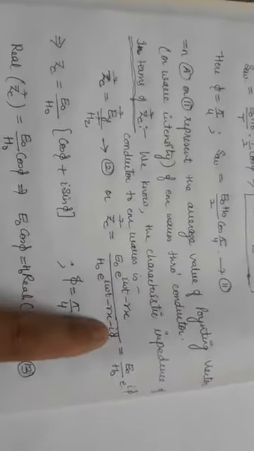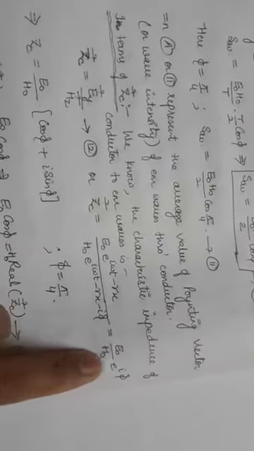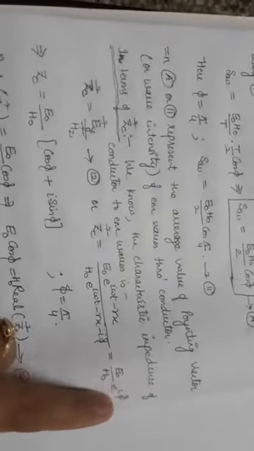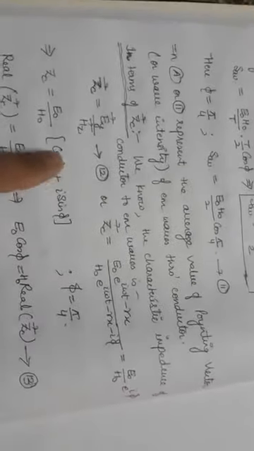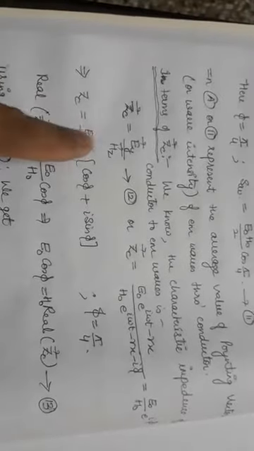Now exponential of minus iota phi on moving in the numerator, you will get E naught upon H naught into exponential of iota phi. Now exponential of iota phi can be further resolved into cos phi plus iota sin phi, where phi is equal to pi by 4. Now what is the real component of ZC? It is real part of ZC is E naught upon H naught into cos phi. So cross multiplying, you will get E naught cos phi is equal to H naught into real part of ZC.